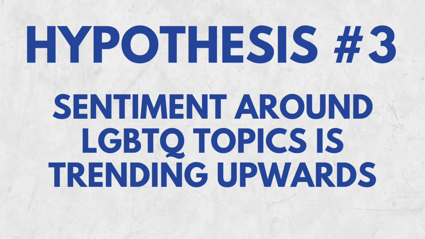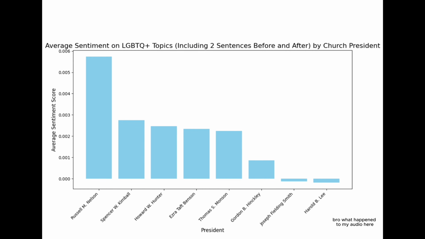So what I did here was make a master list of phrases that are related to LGBTQ issues, and then I took 2 sentences before and after those phrases, and then measured the sentiment score of those sentences. While it may appear that sentiment is generally on the rise, these values are so small that pretty much all of these values are around 0, or that means that the sentiment has just been neutral.